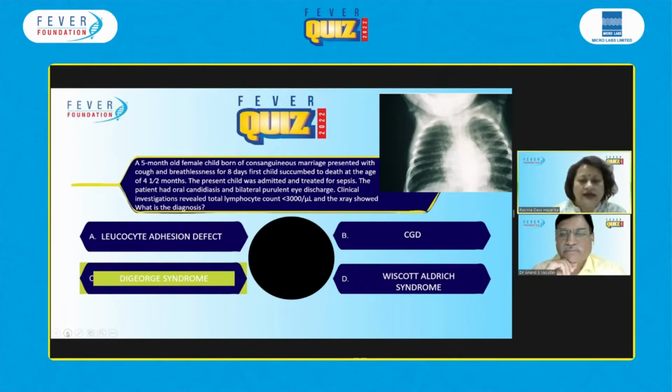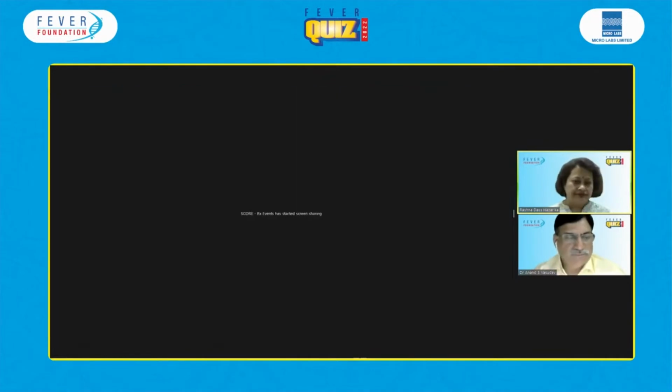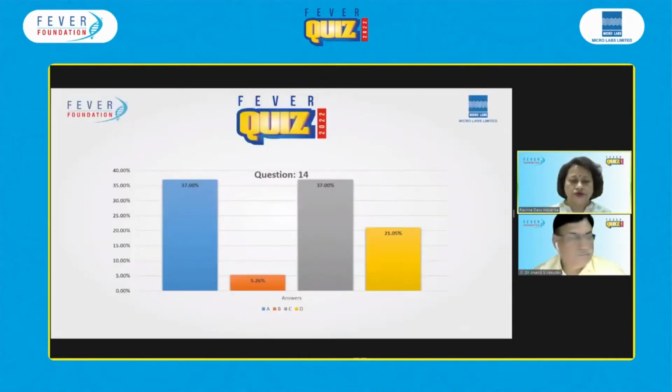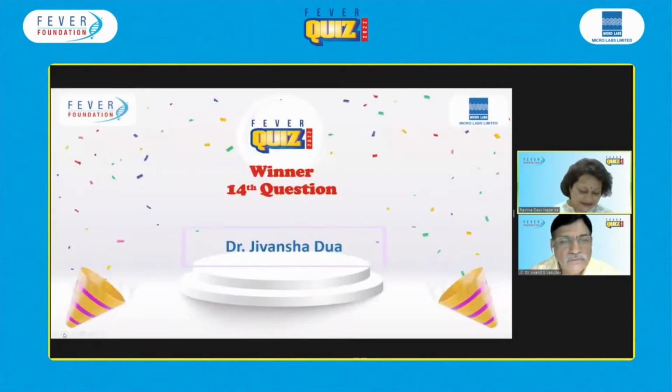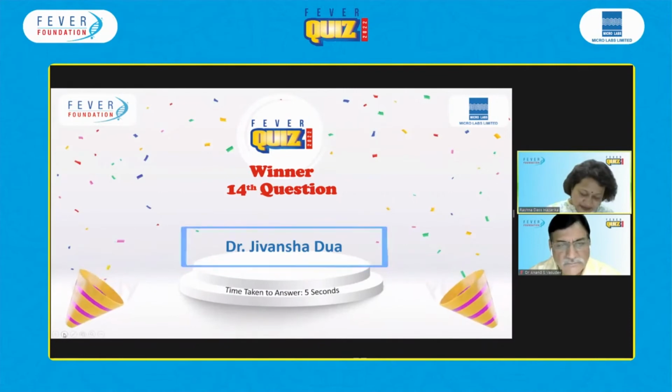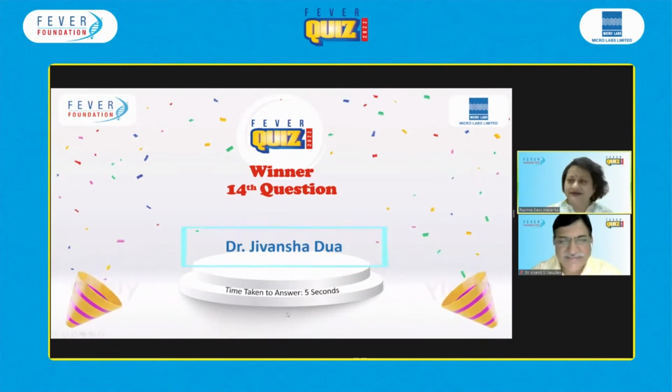So let us look at the answers. So 37% A, 37% C. Okay. So who has got it correct? Jivansha Dua. Very good. So Jivansha Dua has got the correct answer. We are having very tough competition, sir. Many of these people have got fastest finger 2-3 times. So which is very good. The competition is extreme.